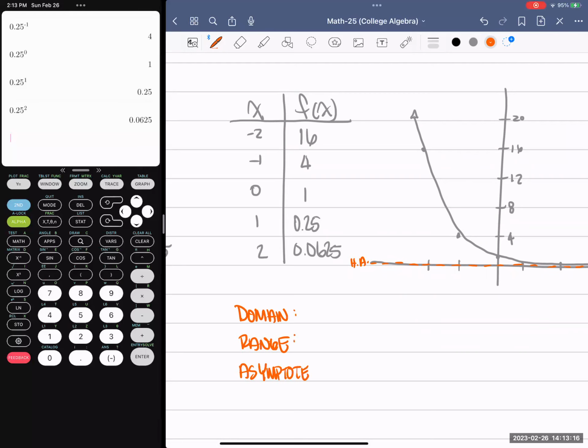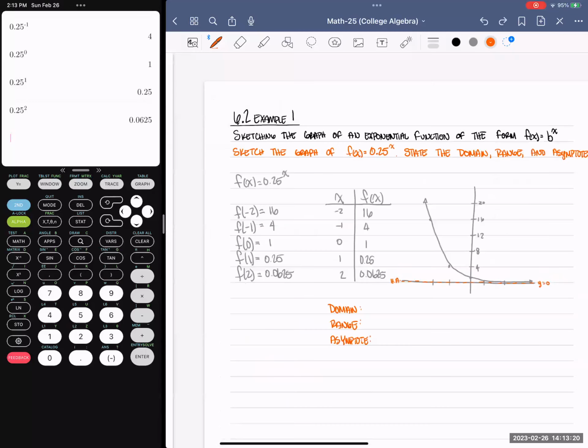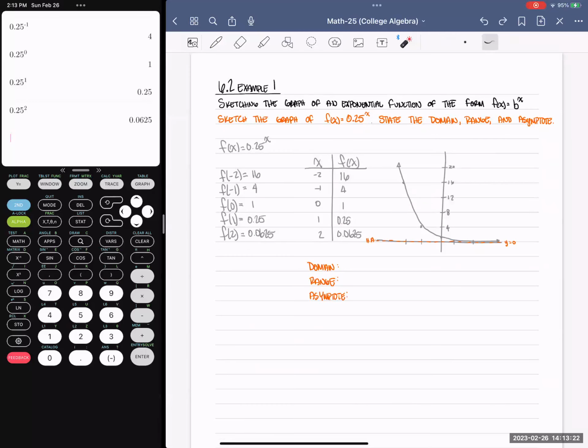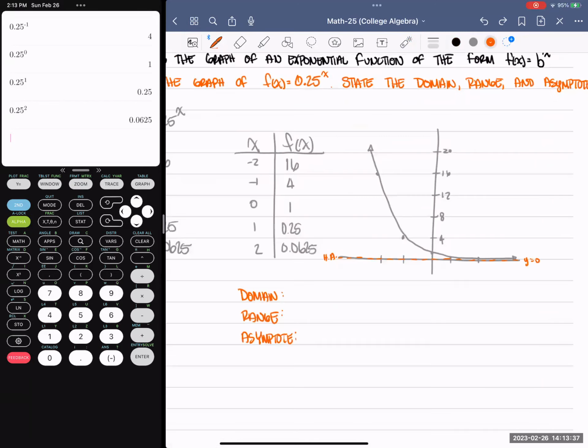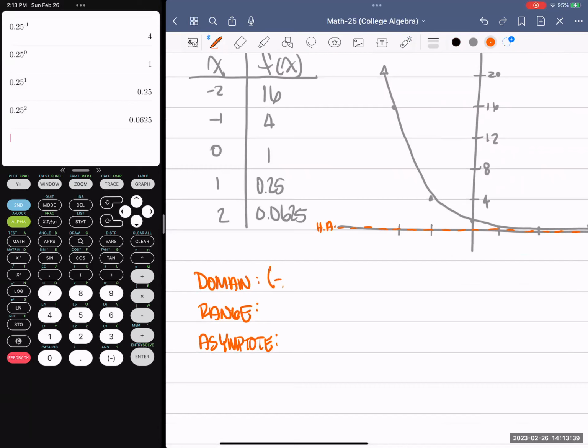So domain, we are able to plug in any number that we want. Even though these numbers look like they're only going up, and it might look like some sort of vertical asymptote, we don't have one. These numbers are actually going infinitely this way and exponentially this way. They take off a lot faster, but we still have that -infinity to infinity domain.